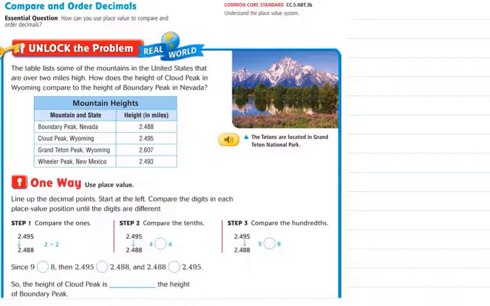are different. So step 1, we are taking Cloud Peak from Wyoming, which is 2 and 495 thousandths miles. And then we're also going to be taking Boundary Peak in Nevada, which is 2 and 488 thousandths in miles. So we're going to line up the values according to their decimal points.